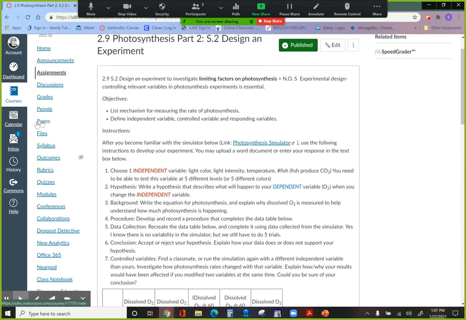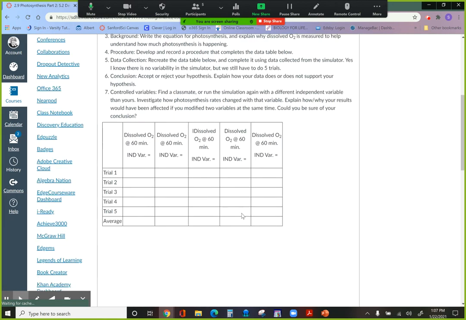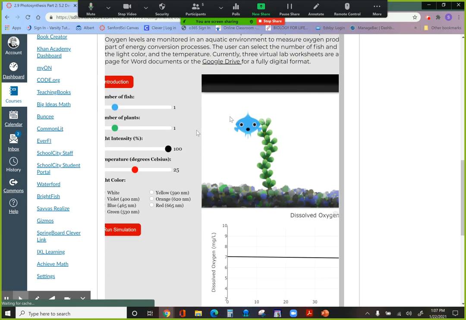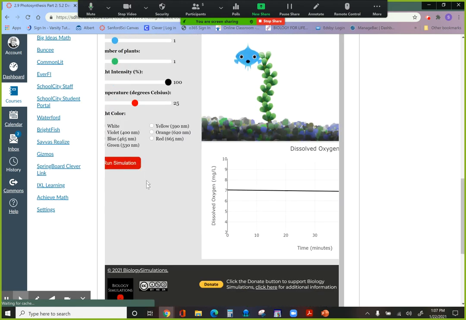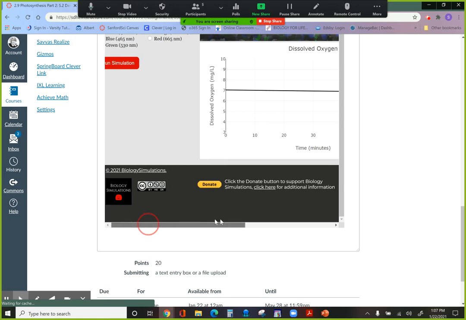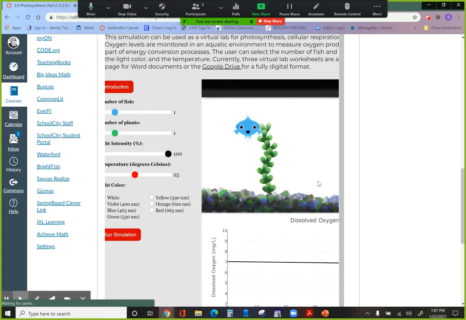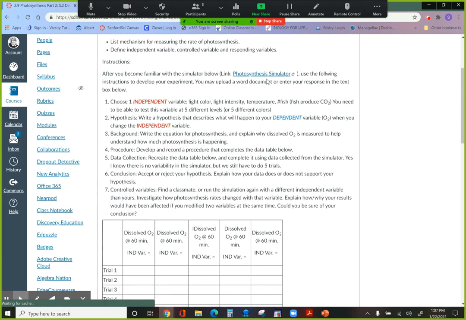Okay. So your instructions. There is a simulator here. So the simulator is visible here, but for whatever reason, I couldn't get the iframe to show the entire thing, but you can see most of it. So you can work with it in here if you want. It says number of fish, number of plants, light intensity, temperature, and light color. So you can still do that there. Or if you want, you can open the simulator in a new tab.